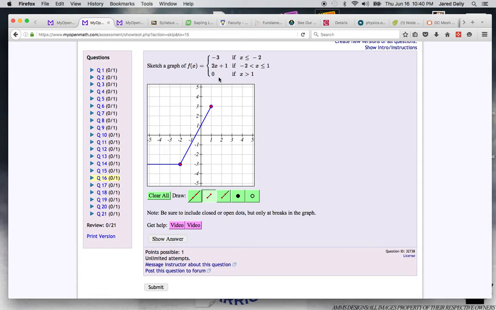And then the function is going to be 0 if x is greater than 1. So if x is greater than 1, we're going to put this point in here. We're not going to include the point there. We're going to include everything to the right of that, out this way.